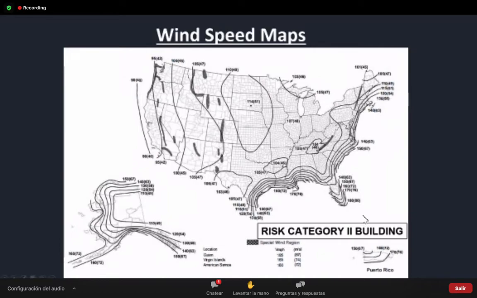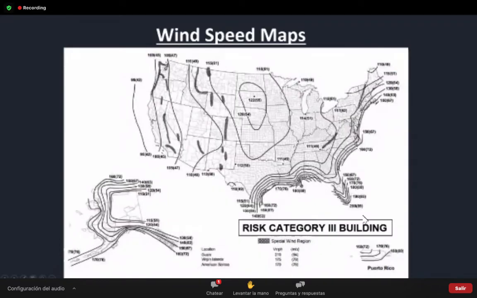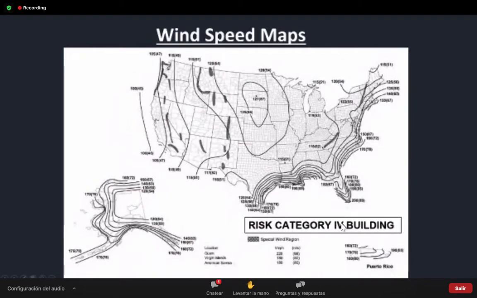Now, they up the ante again to risk Category 3 because now we're dealing with, let's say, maybe a school or a university. You're going to have a lot of people in that vicinity at that one time. And now you can see southern Florida jumps from 180 to 200 miles per hour. Finally, the last building is the Category 4 building. That has to do with loss of life. So, maybe an emergency shelter, or police or fire, or a hospital. They may be designed around that Category 4. So you have to realize what your risk category is when you're determining this in ASCE 7.